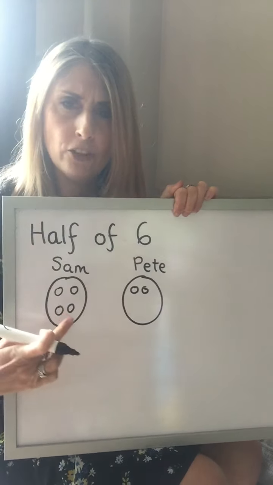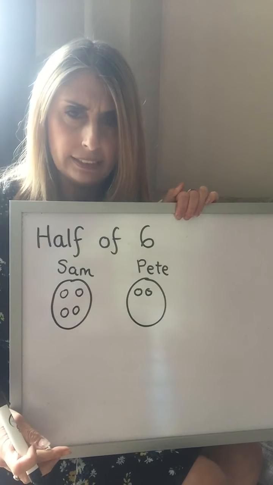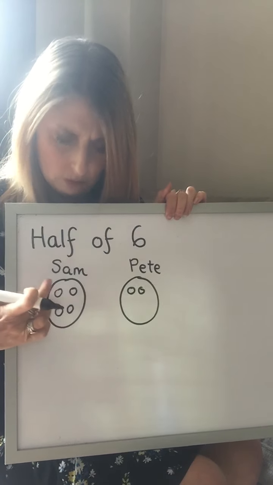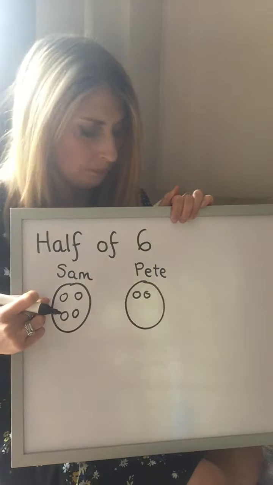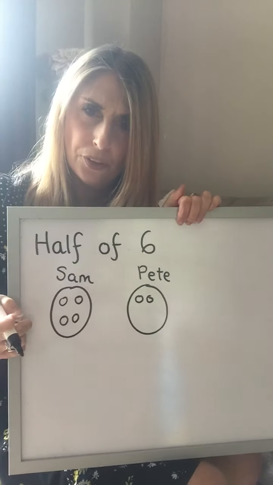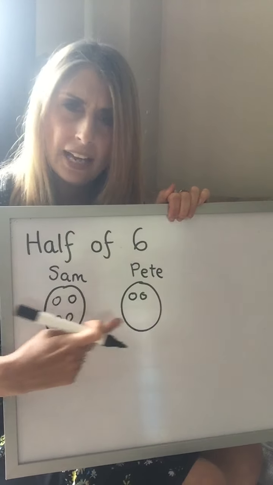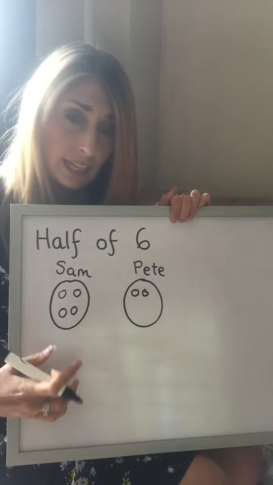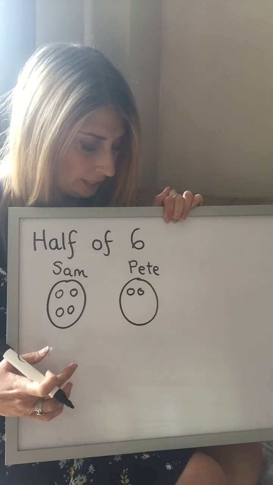If you've said they haven't got an equal share, you were right. Let's count. 1, 2, 3, 4. So Sam has got 4 and Pete, he's only got 2. So they're not equal groups, are they? Mrs Ravilious hasn't shared the apples out equally.